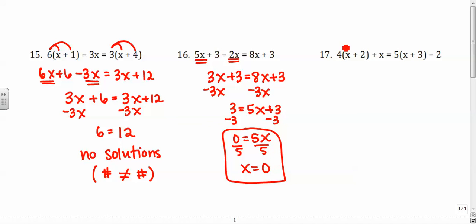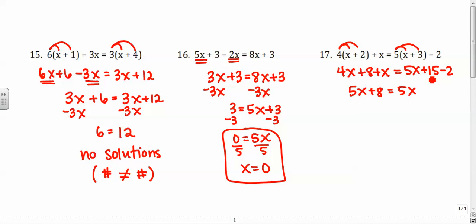Okay, 17. Again, I've got some parentheses. I'm going to go ahead and distribute. So 4 times x, and then 4 times 2, with my extra x added on. On the right side, 5x plus 15 minus 2, and then I've got like terms. So 5x plus 8 equals 5x, 15 minus 2 is 13. I'm going to subtract 5 x's from both sides to get the variables together, and that leaves me 8 equals 13.